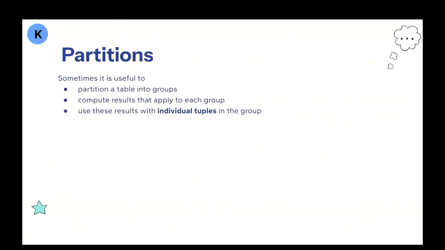And that's about grouping, and that's what we have learned. And here's a new concept, which is called partition. Sometimes it is useful to partition a table into groups. This is the same as group by, and then we calculate results that apply to each group, which is also similar to group by. But what's different here is that sometimes we want to use the results with individual tuples in the group.